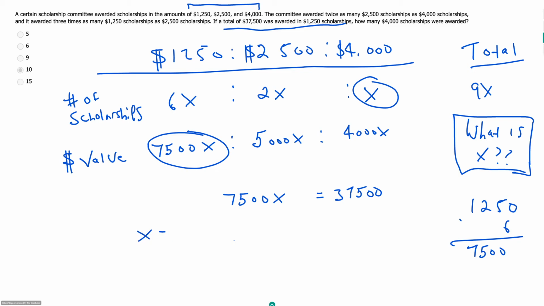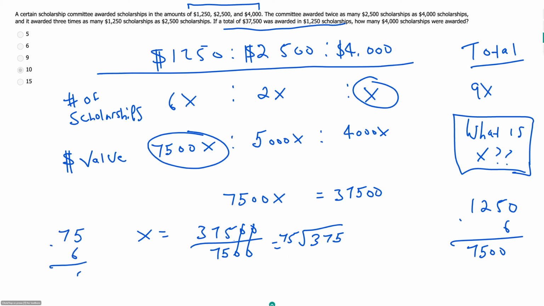So X is 37,500 over 7,500. X is 375 over 75, which is what? 6. No, that's not right. 4, 5, right? Yeah. There we go. So we had 5 $4,000 scholarships.